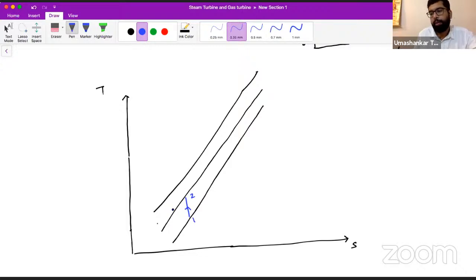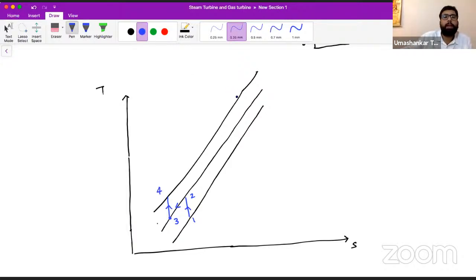What is happening? Pressure increases, temperature increases, entropy remains constant. So when it goes to the intercooler, constant pressure heat rejection takes place. So entropy reduces, temperature reduces. From 3 to 4, what is happening? We are again compressing it.